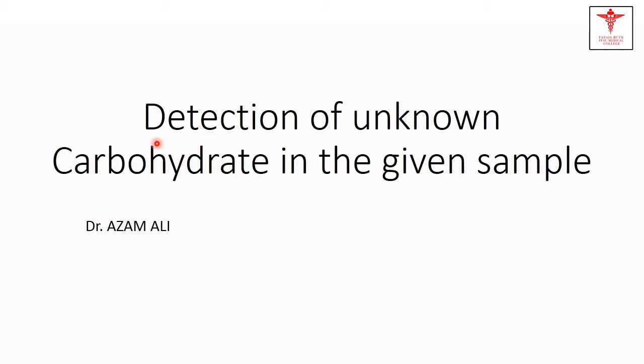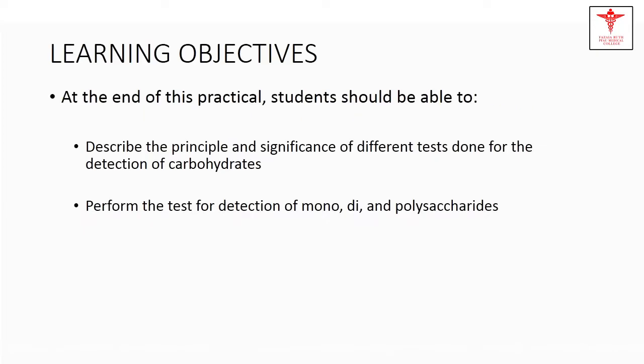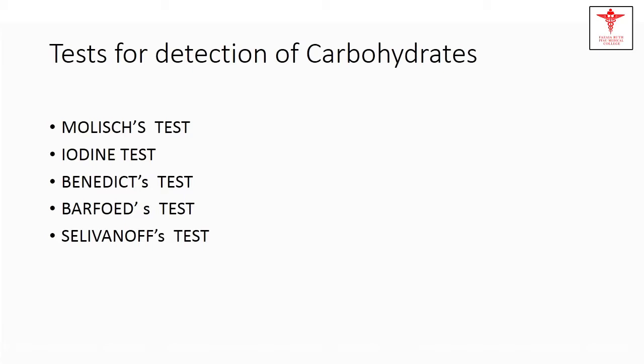Today's video is a continuation of our previous topic, that was detection of unknown carbohydrate in the given sample. In the previous session, we understood the principles of different tests that we perform to detect carbohydrate. These include Molisch's test, iodine test, Benedict's test, Barfoed's test, and Seliwanoff's test. For the first three tests, we performed them and saw their observations and inferences. In today's session, we will discuss and perform Barfoed's test and Seliwanoff's test.